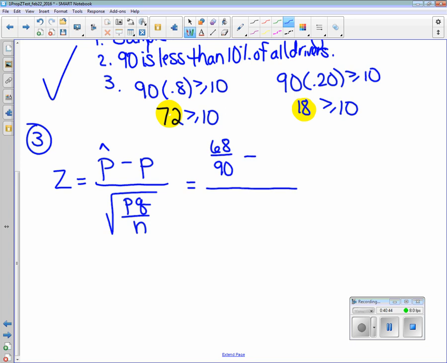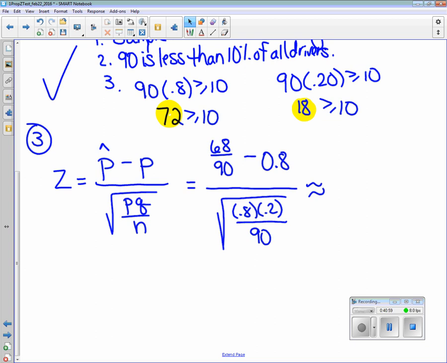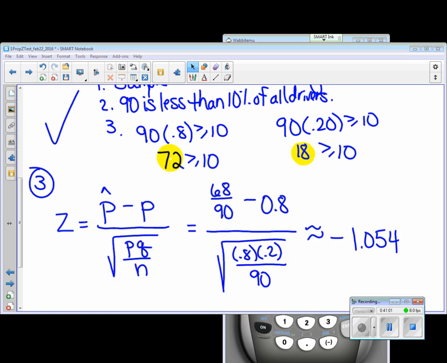Minus 0.8 was the claim. Good. And then we have 0.8 times 0.2, because we have our P and our Q, over N, and N was 90. Tell me what the z-score is. And we'll do the shortcut in a minute.